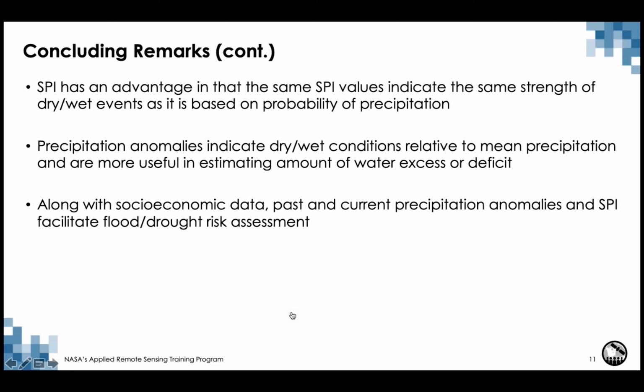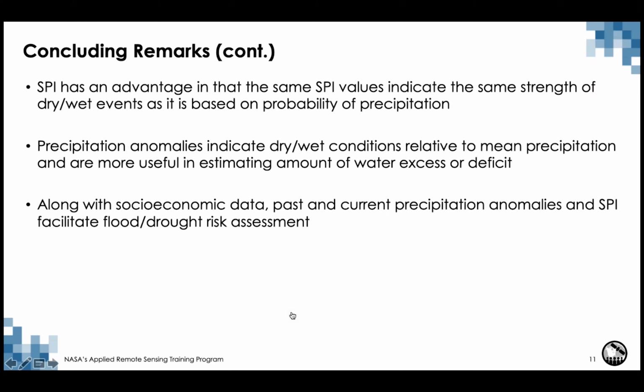So no matter what different climate regimes you see, the same SPI value would mean the same strength of wet and dry event. Anomalies, on the other hand, have values that vary from region to region based on what the mean is, and so they have to be interpreted with respect to what the mean climate is. But then they're more useful for actually looking at excess or deficit of actual precipitation. So for, say, water budget analysis or water resources analysis, that is helpful.